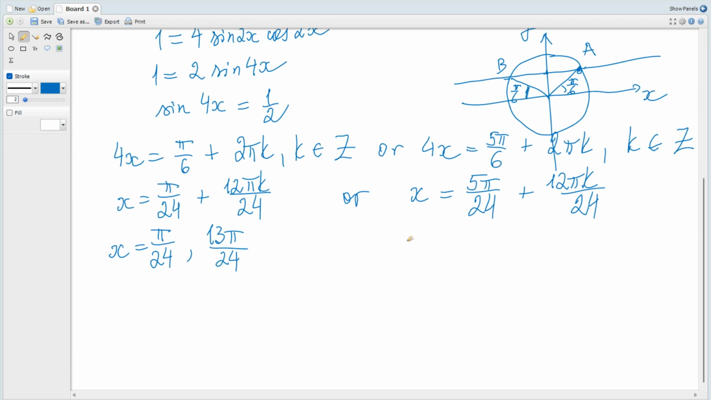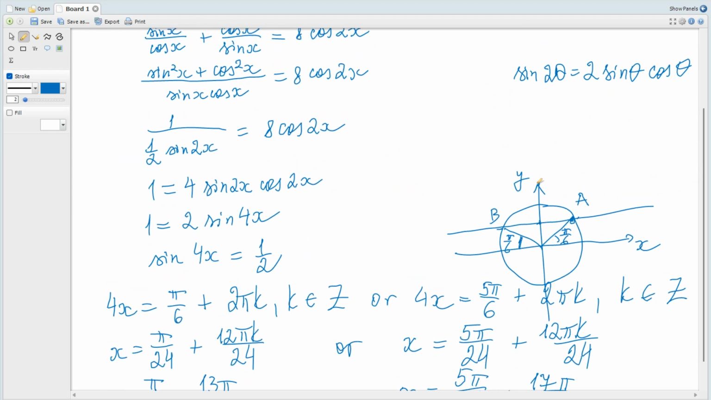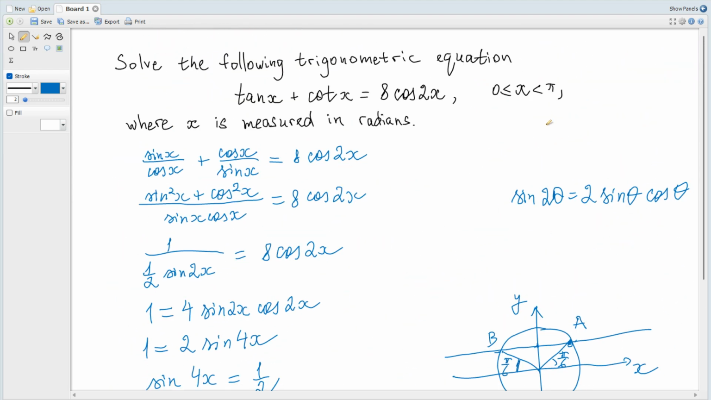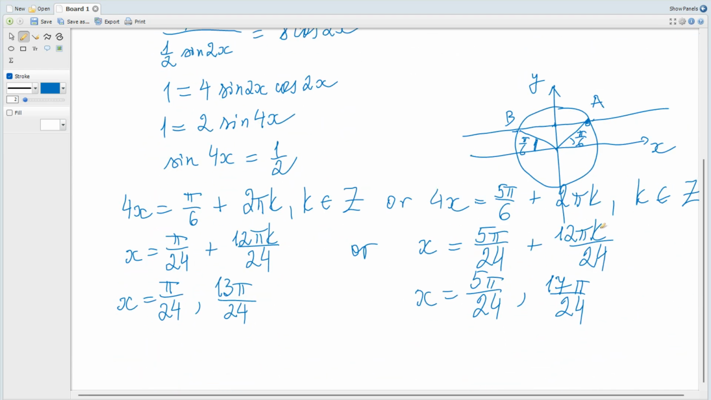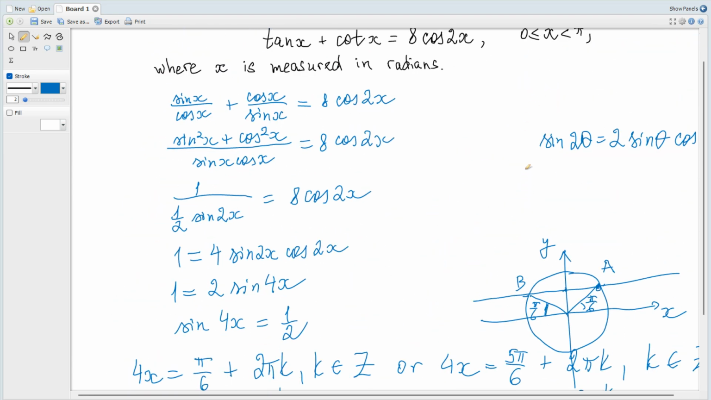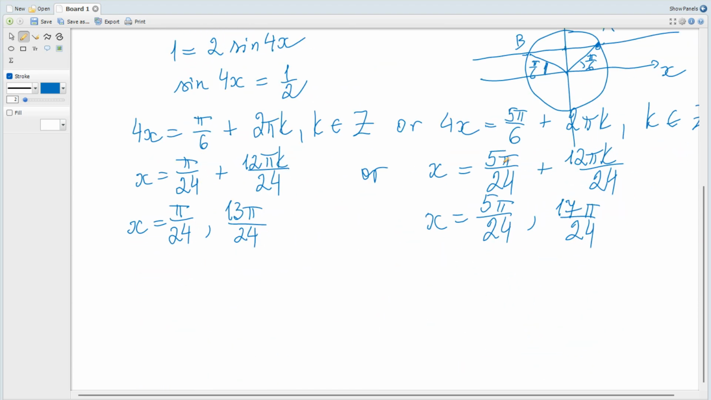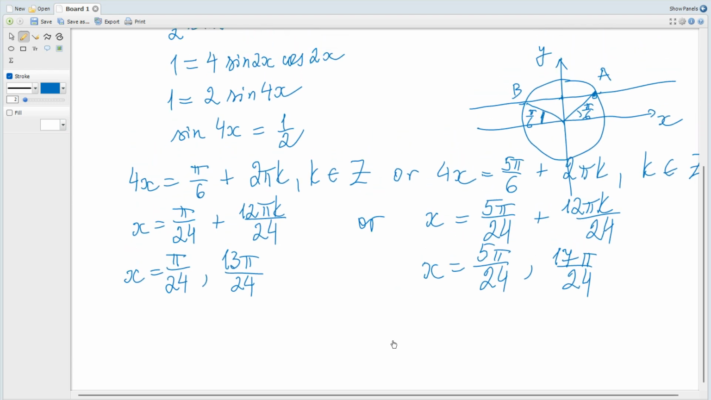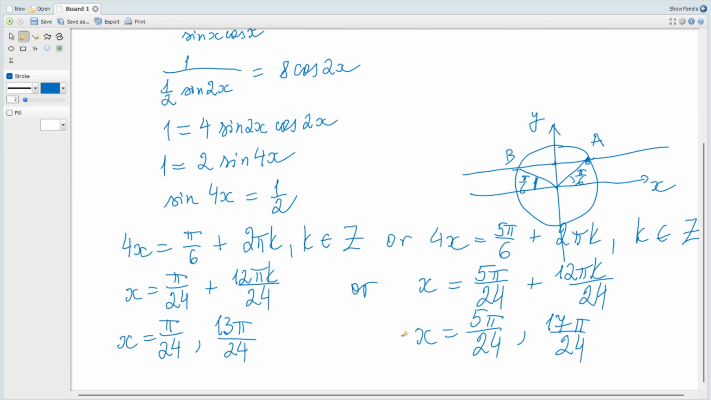And for this, x is 5 pi over 24, it's from the required region. When k is 1, it becomes 17 pi over 24, it's also from the required region. When k is 2 or greater, x becomes greater than pi, and when k is negative, x is less than 0. So there are 4 solutions in total. And that's all for this question.